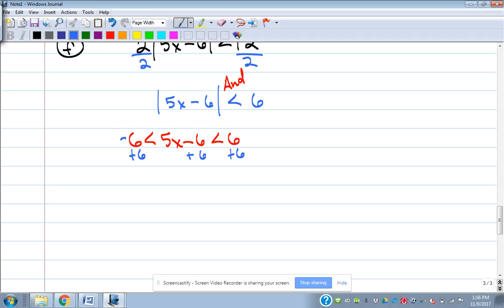That should be negative 6 on that end there. I thought I wrote it, but I guess it didn't take. So what's negative 6 plus positive 6? Okay. 6 plus 6, 12. Divided by 5. 0 divided by 5 is 0. 12 divided by 5 stays 12 over 5.